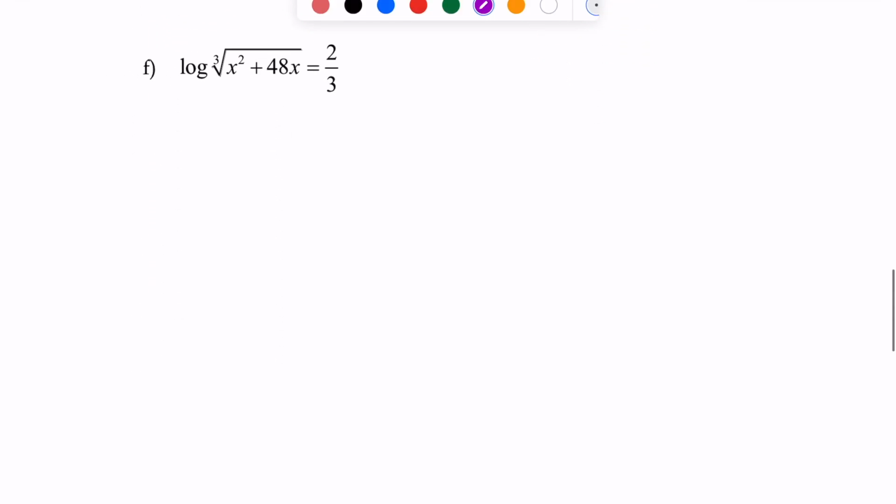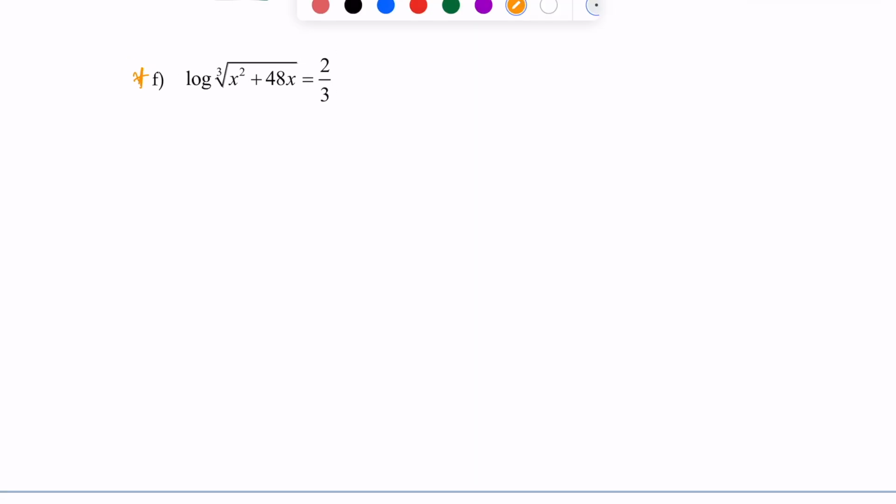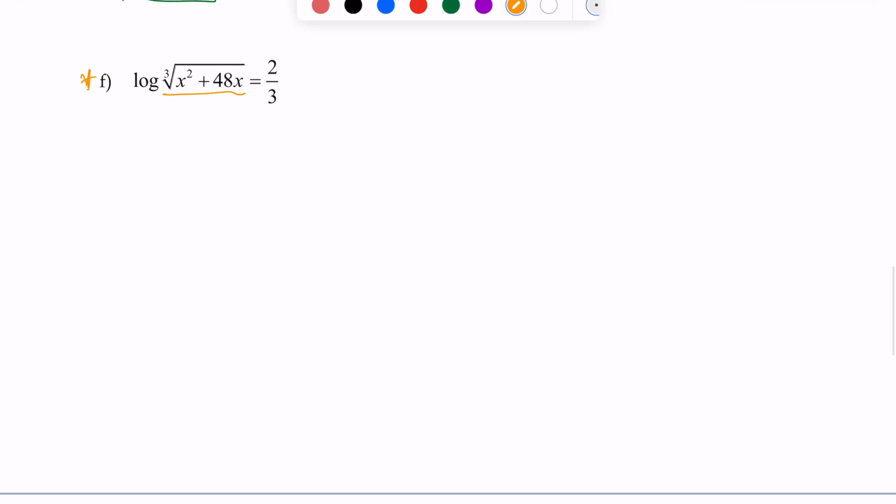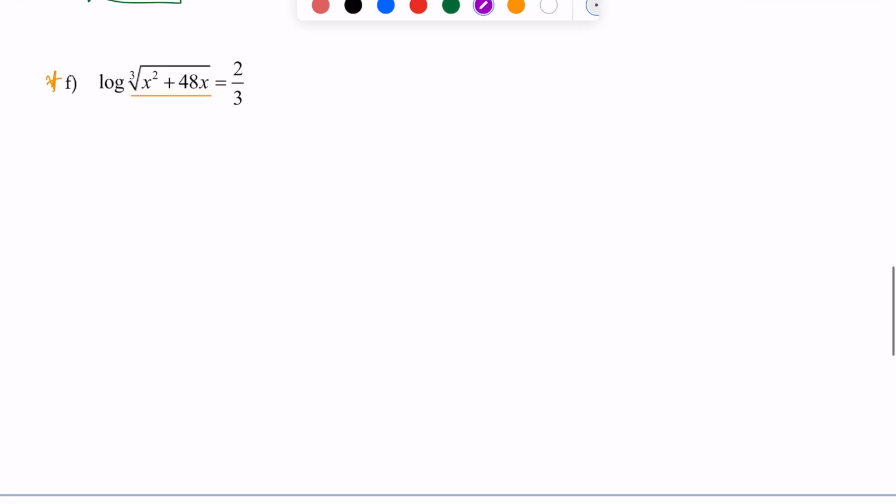Okay, last one. And I want you to start this question, okay? Because I am 100% going to test you on this concept, all right? So what makes this one special compared to all the other problems is we have to check a restriction on a quadratic. What's on the inside of that logarithm there is x squared plus 48x. Technically, there is still a 1/3 here because it is the third root.